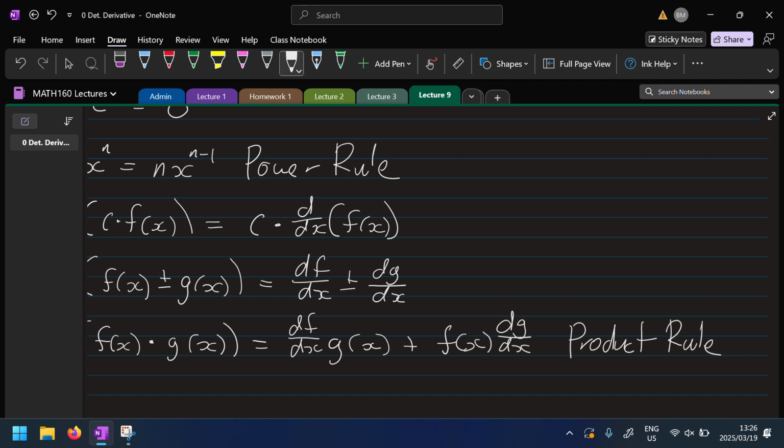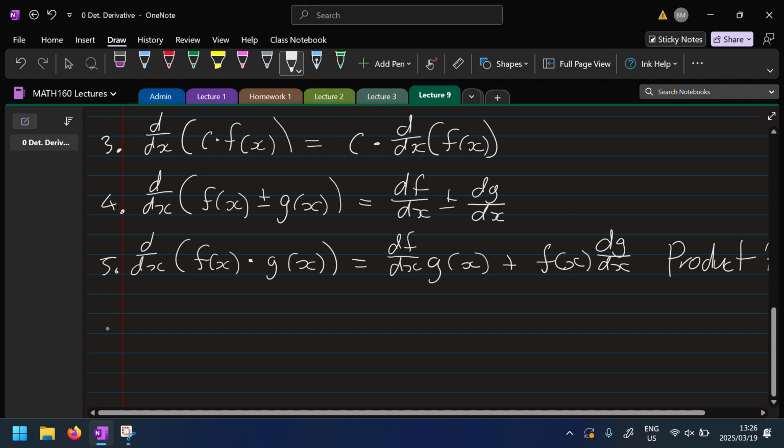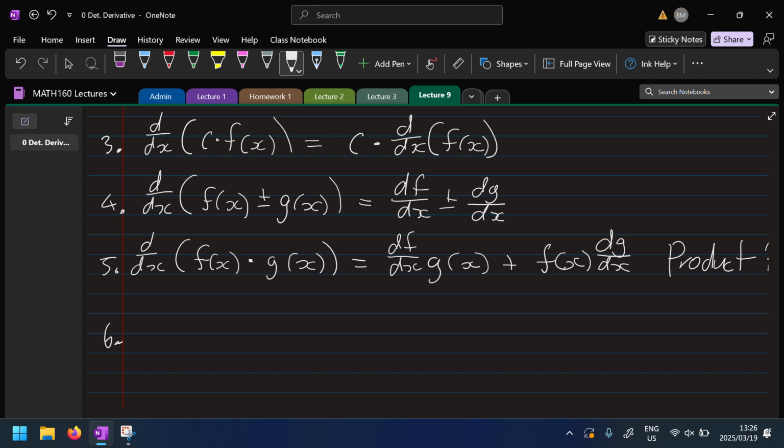Right, because it's a product rule. Okay, number 6. Similar to number 5, but instead of a product, we have a quotient. So it's going to be d by dx of f of x over g of x. And again, we can write this similar to number 5, but it's going to be df by dx times g of x. But now a minus.